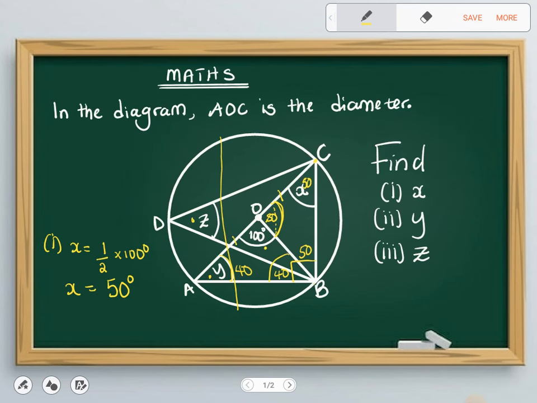Yes, so there are different ways of killing a rat. We've killed this problem in a lot of ways. And I hope you enjoyed the video.